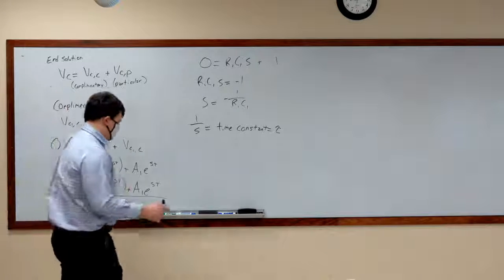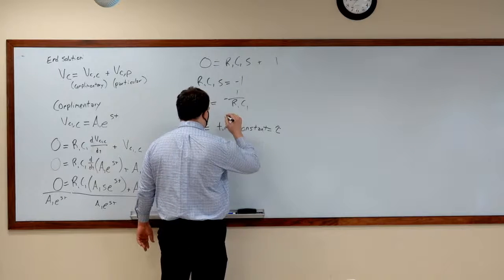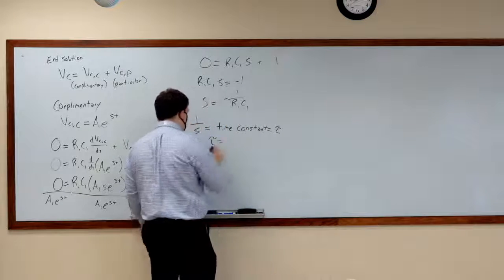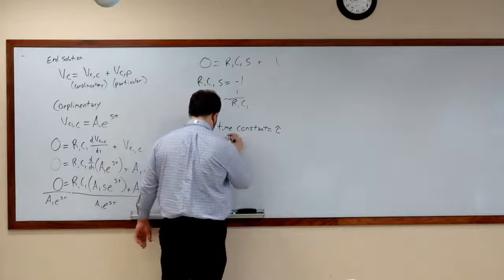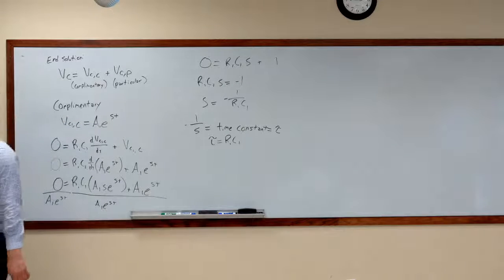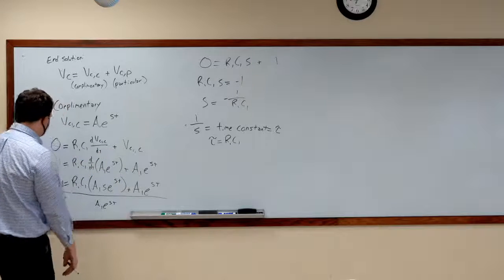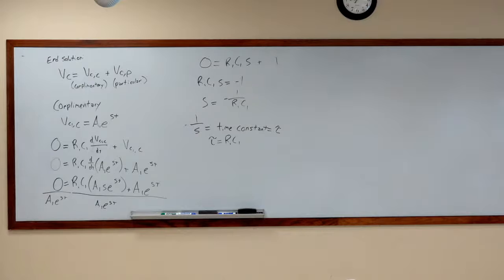So here, for this function, negative 1 over S is equal to tau, which means that tau is equal to R1C1. Not that you need to know that right now. It doesn't help you solve the problem at all. It's just weird definitions that your professor's throwing at you. I am now going to define the function, which is, I don't know, I'll make up something. Doesn't make any sense.